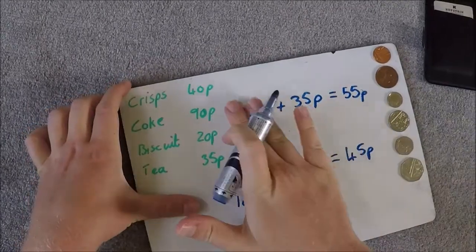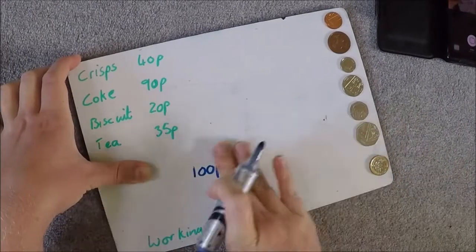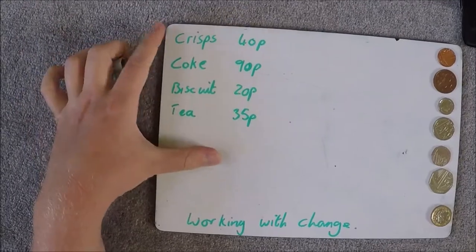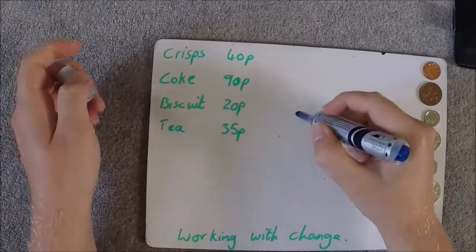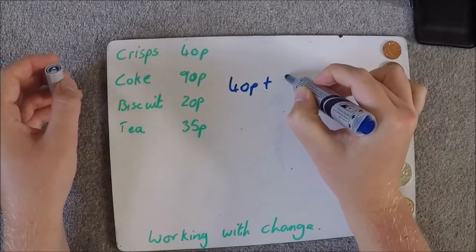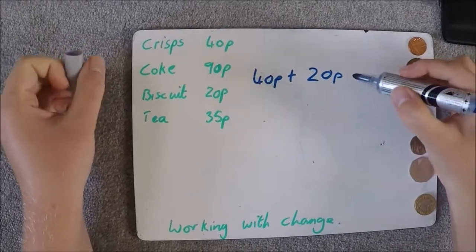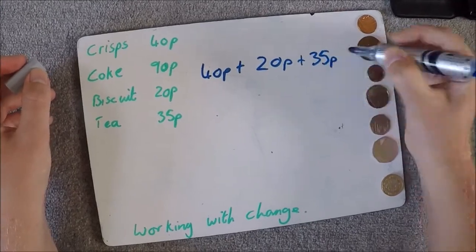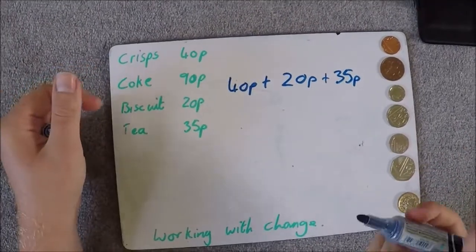Okay, let's do one more example. Put my pound back down here, clear this off. What am I going to buy? I'm thinking I might buy some crisps at 40p. I think I'm going to buy a biscuit at 20p. And I think I'm going to buy a cup of tea as well to wash that down, 35p. So I've got to work out how much that's going to cost me in total first of all, and again use your addition strategies.